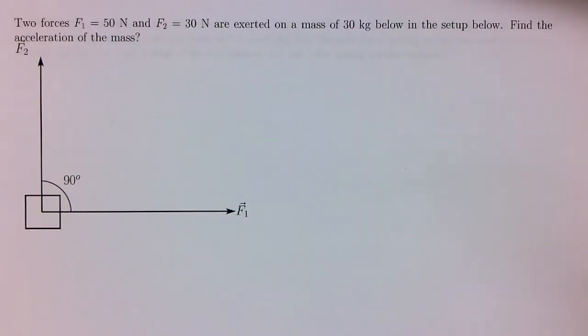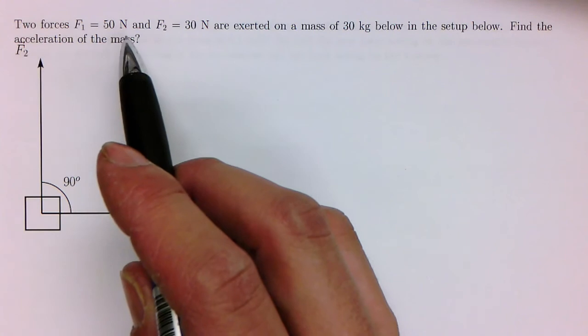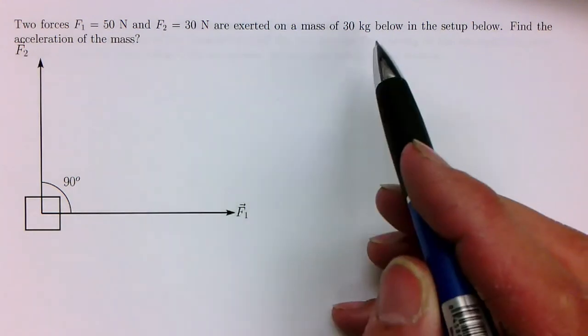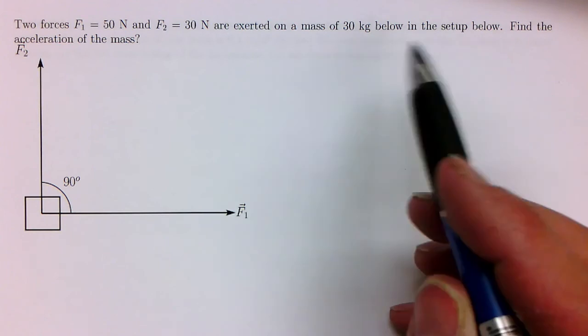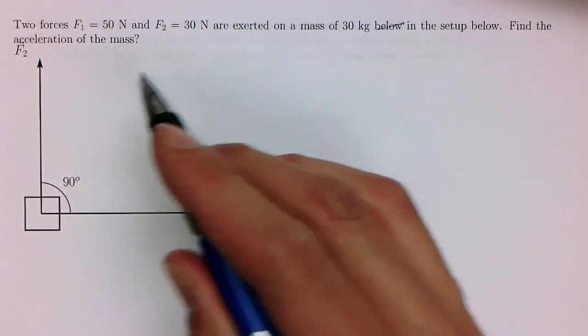This next problem is on the laws of motion, and namely forces. So two forces, F1, which is equal to 50 newtons, and F2, which is 30 newtons, are exerted on a mass of 30 kilograms in the setup below. Find the acceleration of the mass.